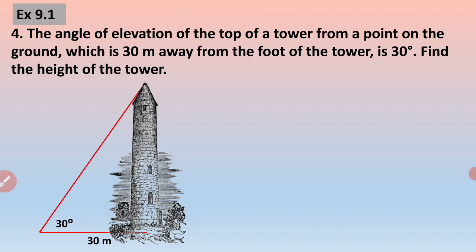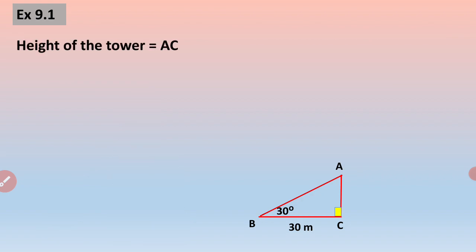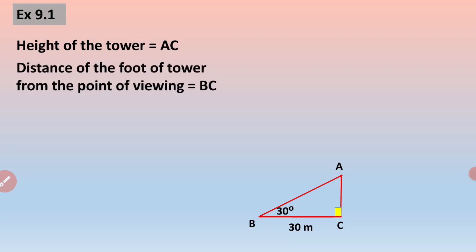The distance of the point and the tower is given and the angle is also given. We are supposed to find out the height. Let us diagrammatically represent it. And the diagram always should be properly labeled. Now, let us give the reference. AC is the height of the tower and BC is the distance of the foot of the tower from the point where we are standing. ABC is obviously a right angle triangle because height and the horizontal are always perpendicular.